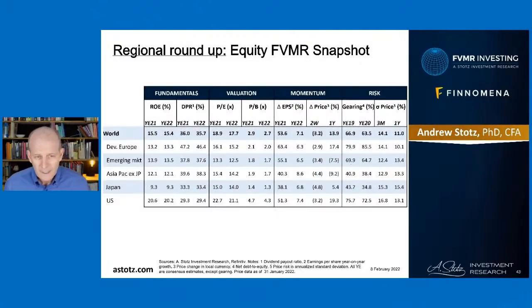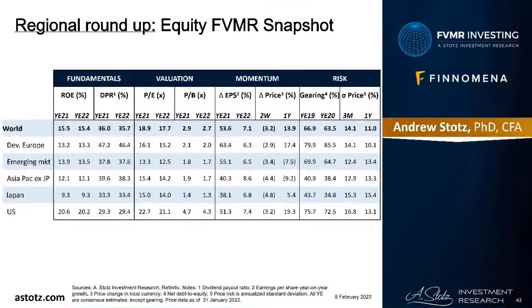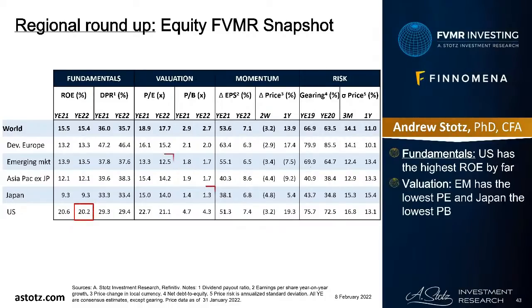So let's look at our equity roundup. Here's the equity FVMR snapshot. Basically, the U.S. fundamentals are still strong with a very high ROE of about 20%. Valuations in emerging markets and Japan are both very low. So definitely these are getting more interesting. We're not yet heavily weighted into emerging markets, but I do think that time will come.